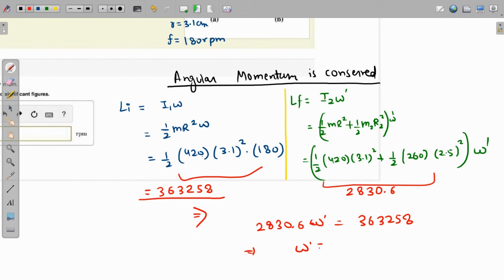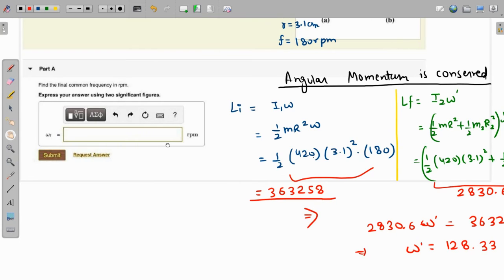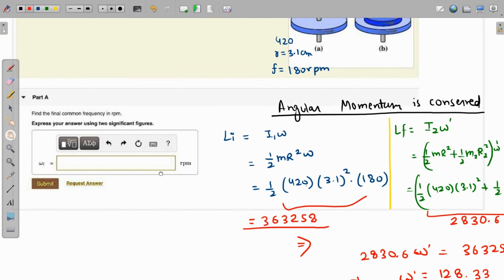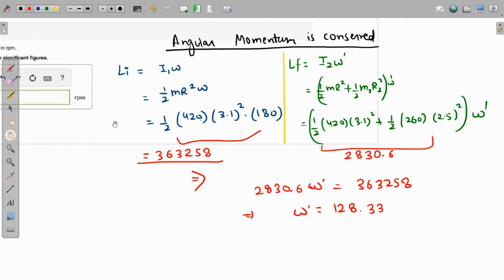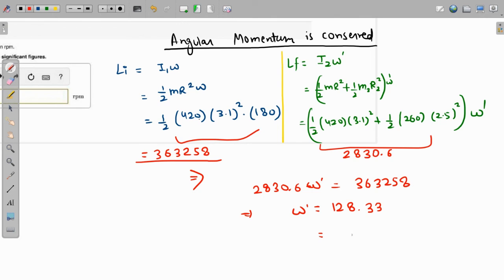So the new value of omega dash is going to be 363258 over this value, which is coming as 128.33 up to two decimal places. We have to round to two significant figures, and we have to answer in RPM. So that is interesting because up to three significant figures it's 128, and up to two significant figures, that's going to be around 130 RPM. So that's how we can answer it. Thank you.